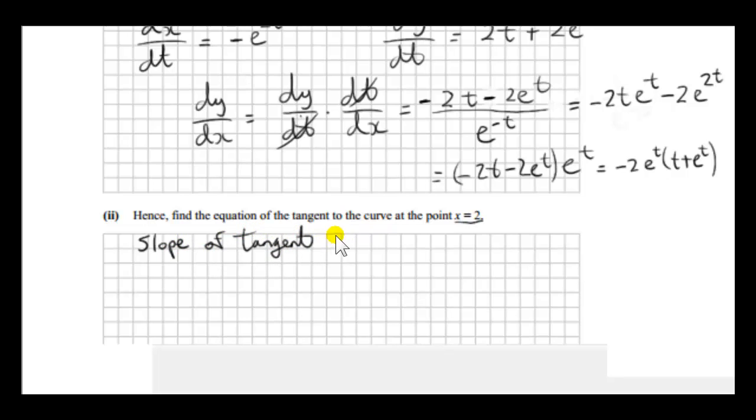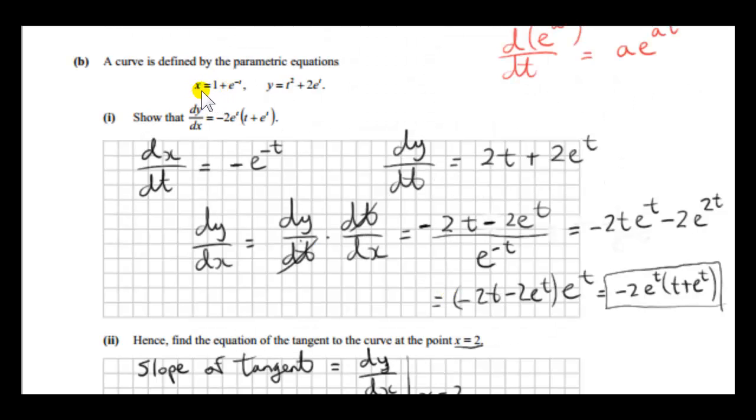Well, the slope of a tangent to a curve is the derivative. It's dy dx. But we want to work out this derivative at x equals 2. Now notice that we have the derivative in terms of t. So what we could do is find the value of t that corresponds to x equals 2.